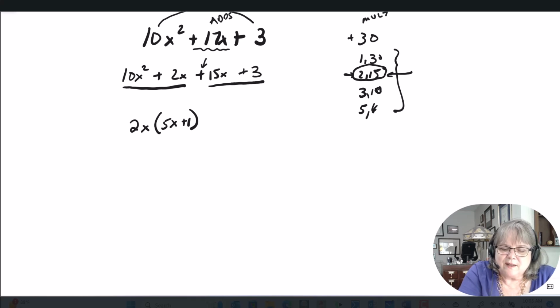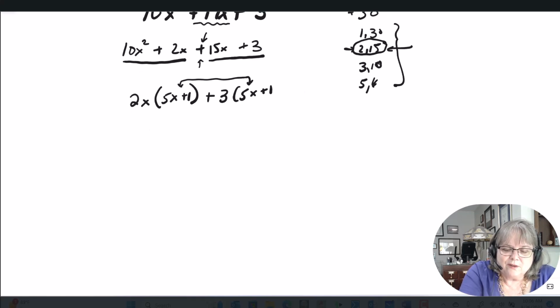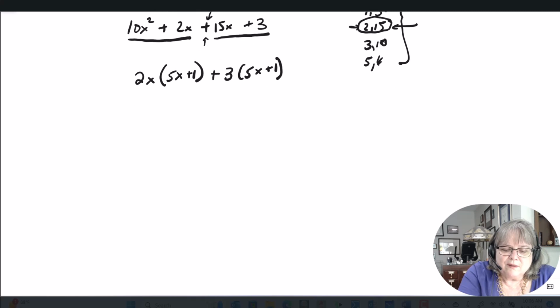And you use this sign. So if that sign in the middle is a negative, you're going to pull the negative. But this is a plus. So you'd go plus 3, 5x plus 1. If these two things don't match right here, that's your clue that something's wrong. Okay, you've done something wrong. This is not the right technique or whatever. So these two should match. And now you have two terms. What's in common between the front and the back? They both have a 5x plus 1.